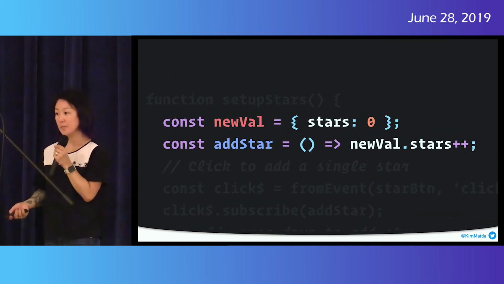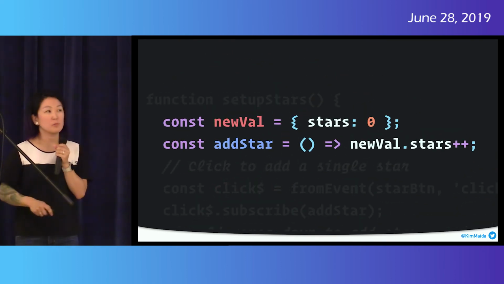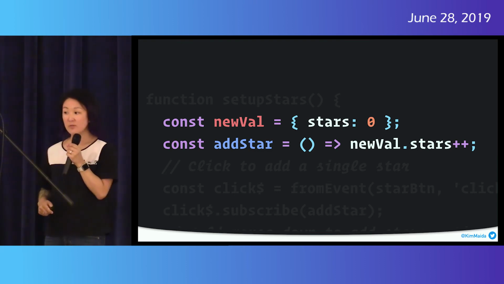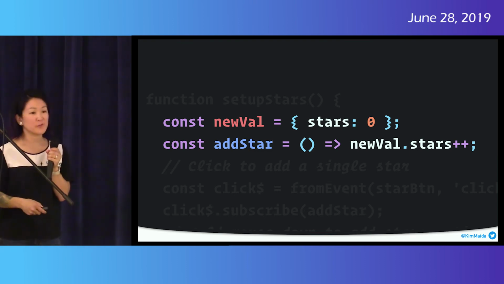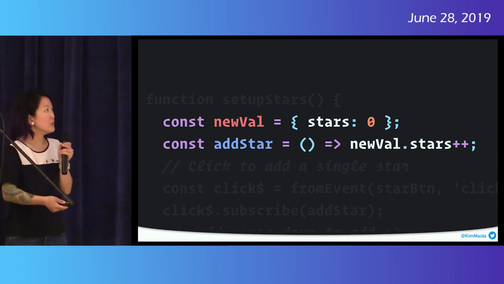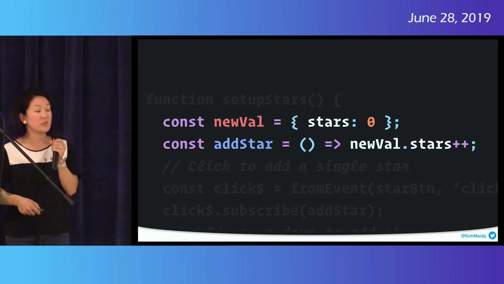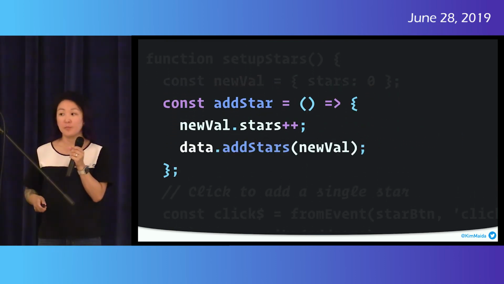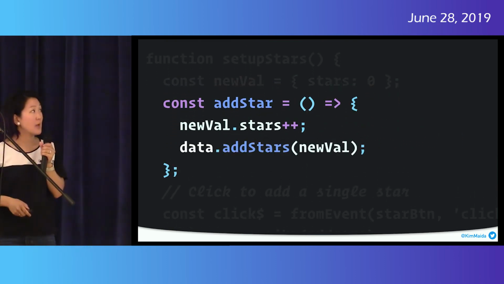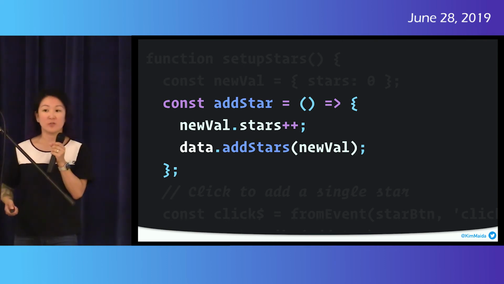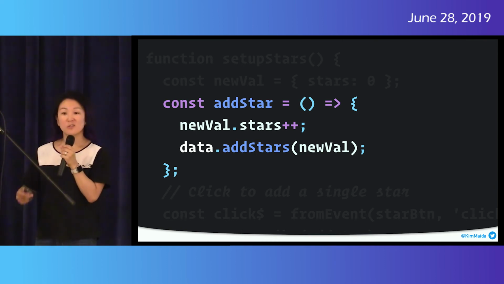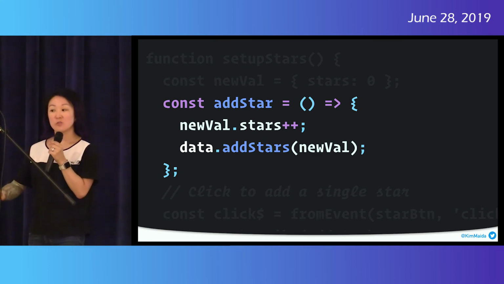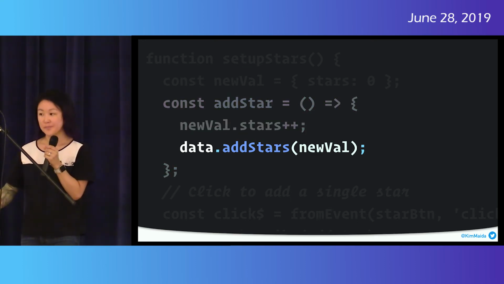We went over this earlier. But I want to pay more attention to this particular section of it now. And this is where we're saying, basically, here's the new value is going to be stars and some number. And then when we add a star, we're just going to increment that number. But now, what we want to do is actually run the add stars method from our data service to send that new value to the store and not just keep it local. So here is the method to do that.